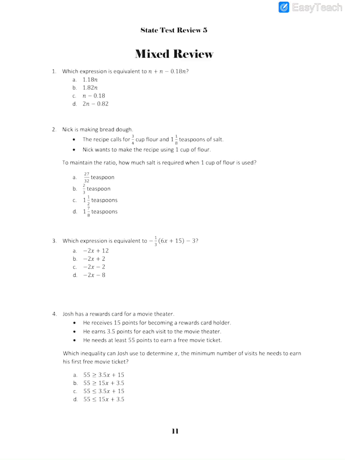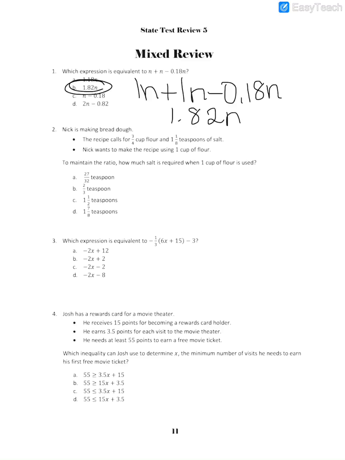Which expression is equivalent to n plus n minus 0.18n? Okay, so if you notice, every single thing has an n on it, which means they are like terms. That means we can go ahead and add them up with no problems whatsoever. Important to remember, each of those n's is really a 1n. So this is 1n plus 1n minus 0.18n. And now I'm going to add 1 plus 1 minus 0.18. It gives me 1.82n.